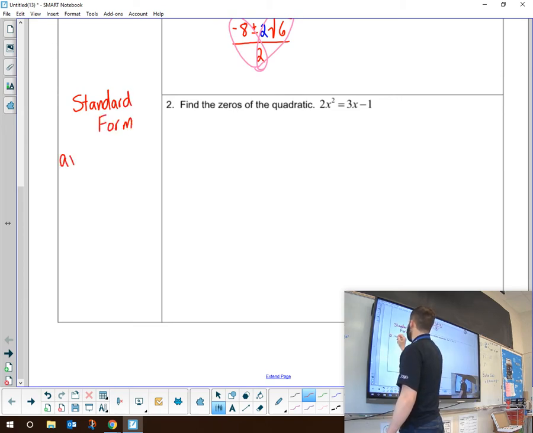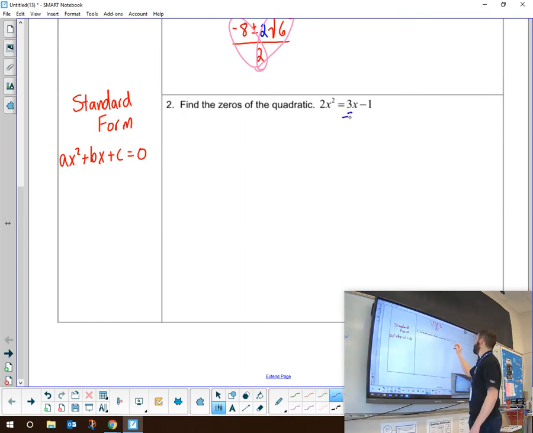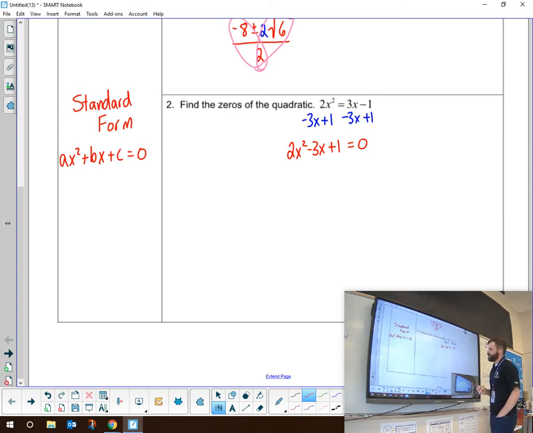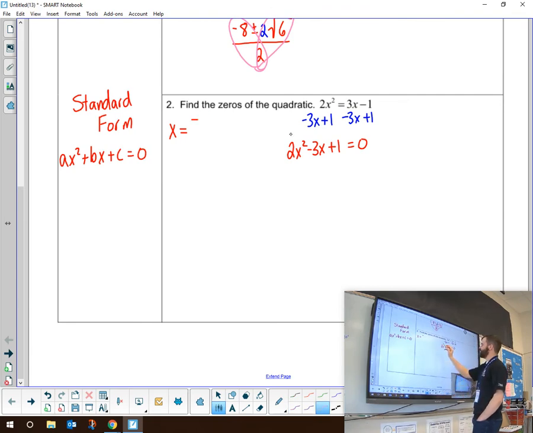Okay, standard form is ax squared plus bx plus c equals 0. So, to do that here, I need to minus 3x and add 1 to get it all to this side. So, we're going to have 2x squared minus 3x plus 1 equals 0. Then, we take it and we plug it into my quadratic formula. So remember, it's x equals opposite b. Okay, let's label my terms here. So my a is 2, my b is negative 3, and my c is 1.